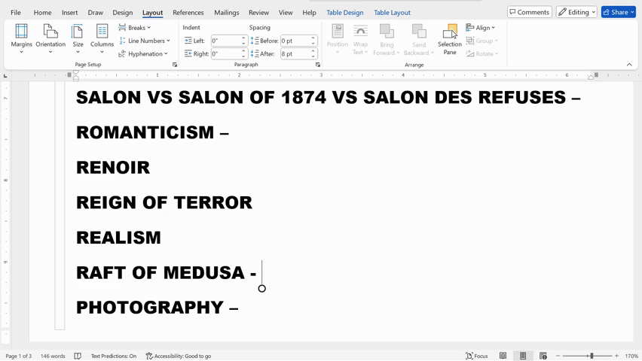All right, so the Salon of 1874 was the Impressionist and Post-Impressionist exhibit. And that one was purely independent of the government and the academy.